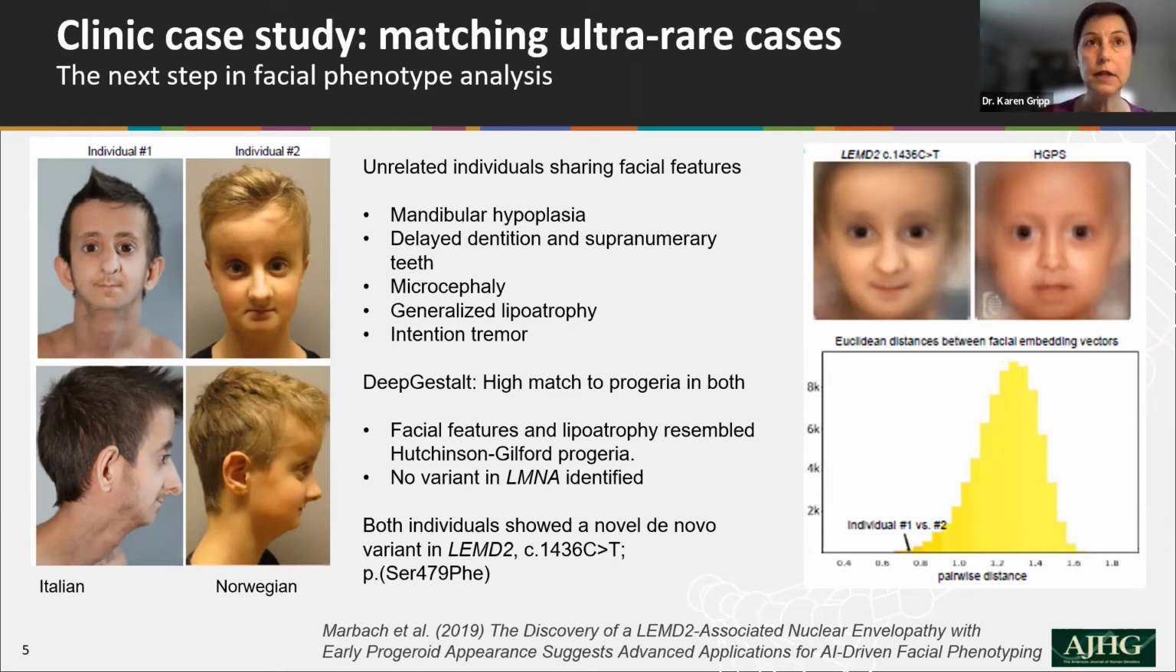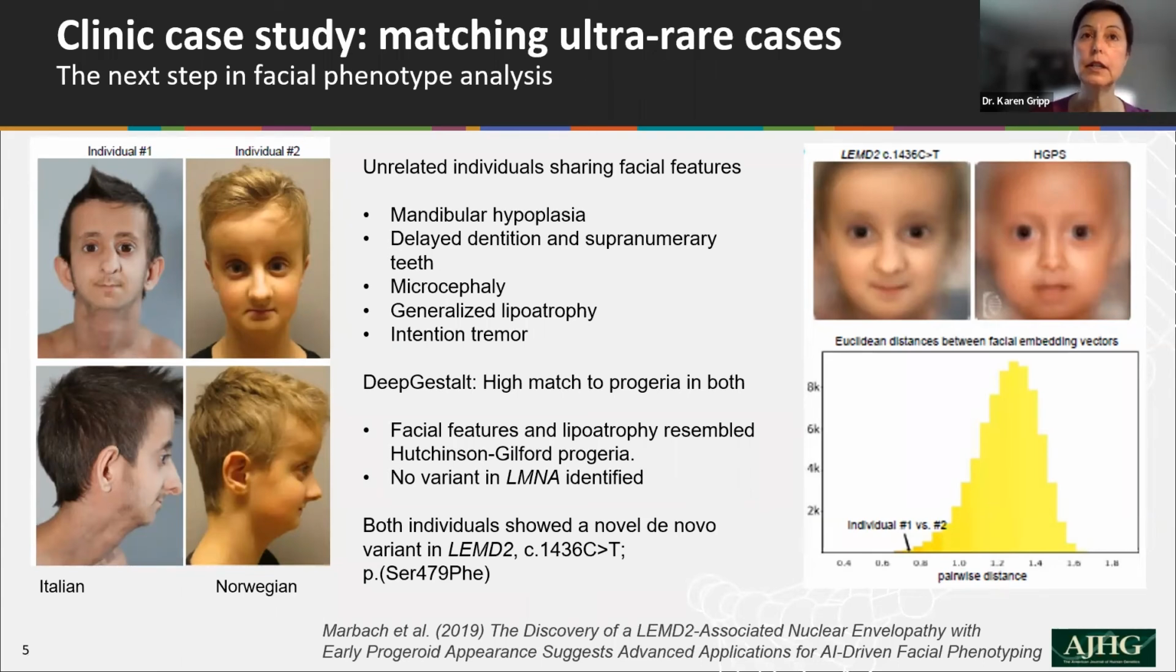However, neither of these probands showed a variant in LMNA, which is characteristic for progeria. In contrast, both individuals showed novel de novo variants in a newly identified disease gene called LEND2, as shown here. And functional studies have determined that this truly is the disease-causing variant in these patients. So as you can see at the bottom of the slide, this has now been published.